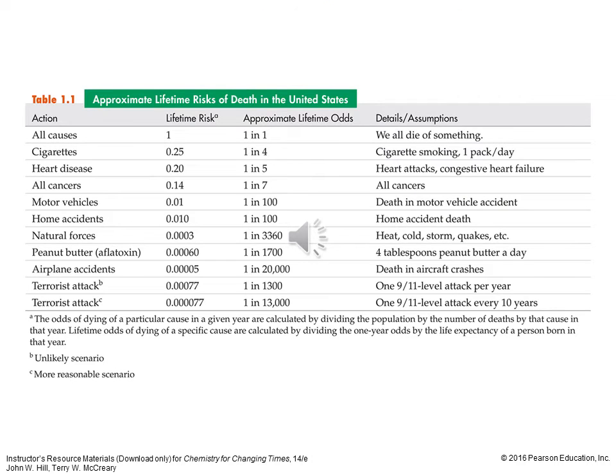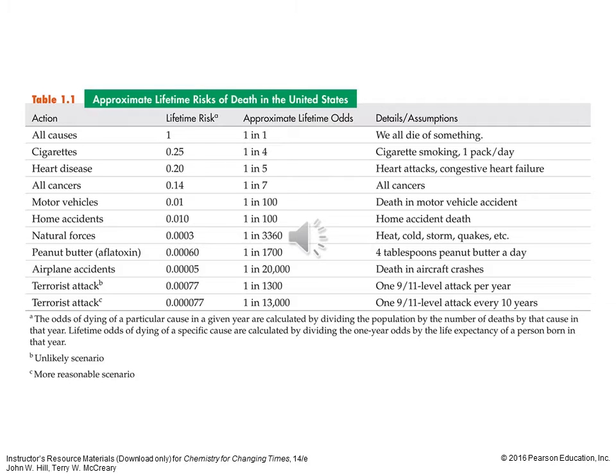So if we look at table 1.1 from our text, rather grim approximate lifetime risks of death in the United States. Again, I say grim because the lifetime risk is 1 from all causes. All of us will die of some cause at some point. But then if we're looking at other risks, cigarettes, a 0.25 risk, that's a 1 in 4 approximate lifetime odds. That's pretty high. So we would prefer not to smoke or to cease smoking if we're already smokers, because that's a pretty significant lifetime risk.